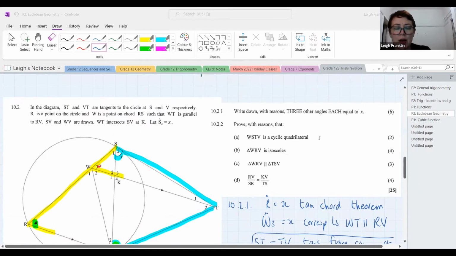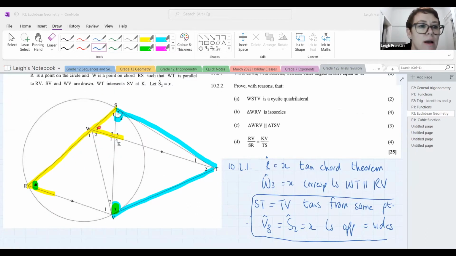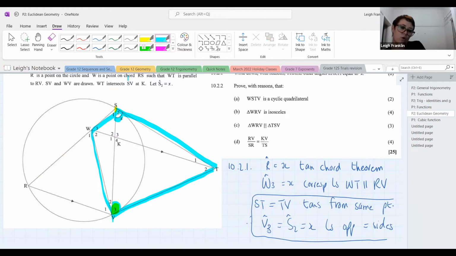Okie dokes, let's go on to the next thing. What do they want us to do now? Prove that WSTV is a cyclic quad. So WSTV, so let's just clear some of this stuff for you. Okay, so that is this guy. WSTV is a cyclic quad. Prove that it is a cyclic quad. So remember what we've already got. We've got that this is X. We've got that this is X. And we've got that this is X.